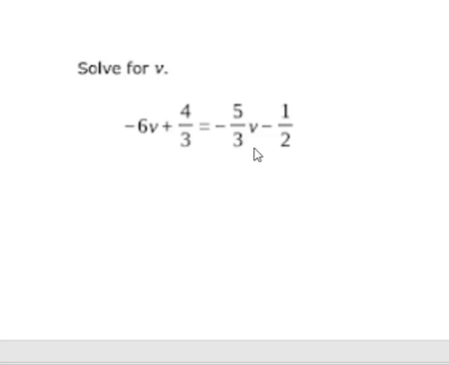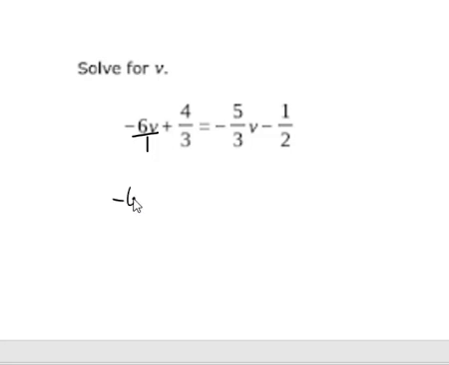Okay, so for these ones, the way that you want to do these is you want to eliminate the fractions. So you have to remember that this negative 6b is negative 6b over 1. Okay, and so in order to eliminate the fractions, we want to find a common denominator between the 1, 3, and the 2, and that would be a 6. And now we're going to multiply every single term by 6.